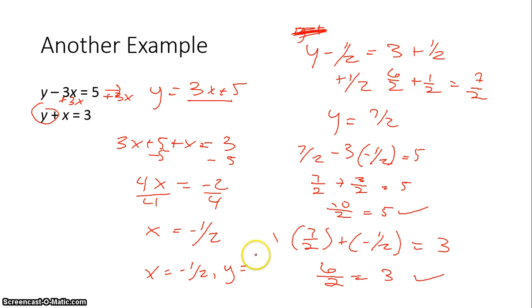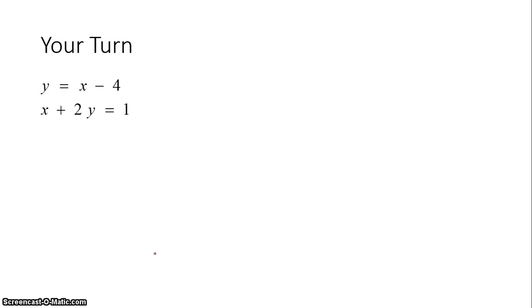It's very likely and most probable that you'll actually get a lot of fractions when solving. Deal with it. Fractions are just a number, just like anything else. If you need help with your fractions, I'm always here for tutorials in the morning. And then it says your turn. I'm going to go ahead and do one more of these just so you get the hint.